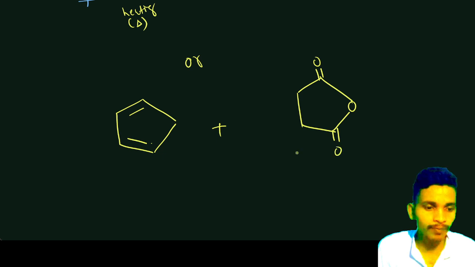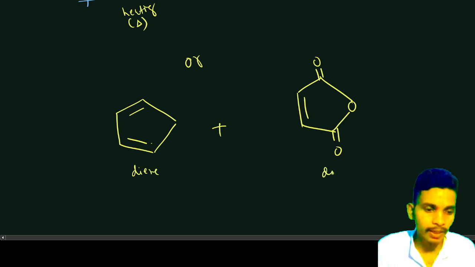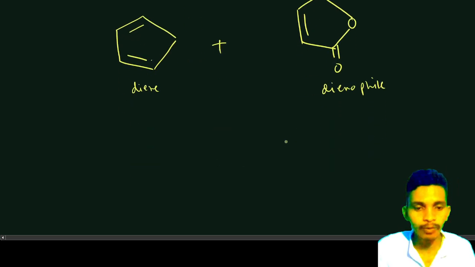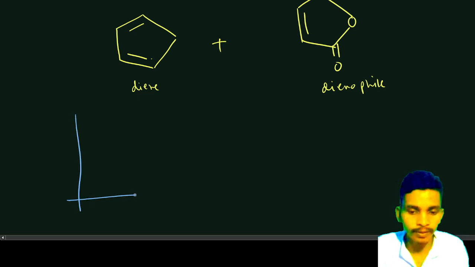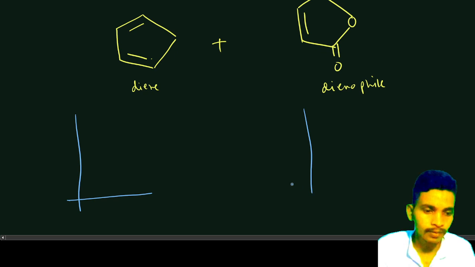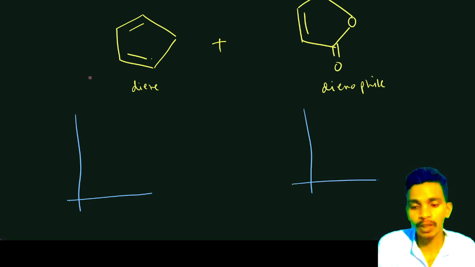This is also dienophiles. Okay, this is the diene, this is the diene, and this is the dienophiles. For this, the MO representations will be, so you simply do here. So how many carbon atoms? The number of carbon atoms is the number of energy levels you will draw.